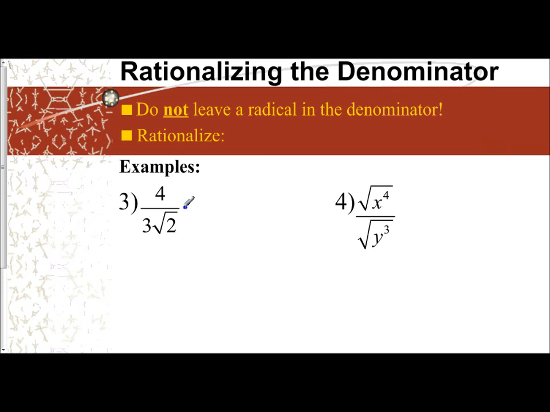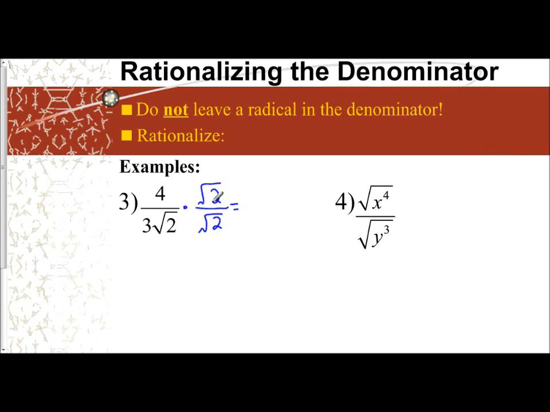And if you think about it, the reason why you're rationalizing is because you have an irrational number in the bottom. 3 is not irrational, but radical 2 is. And so what I'm going to do is I'm only going to multiply by radical 2 over radical 2. Because I don't need to change this 3. It's already rational. I only need to change the ones that are not rational.